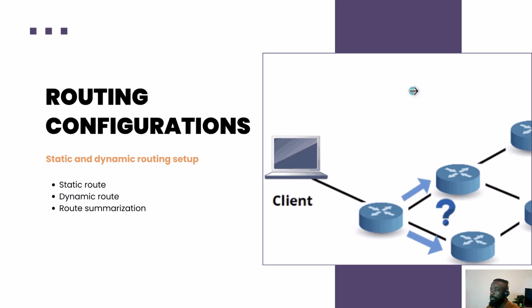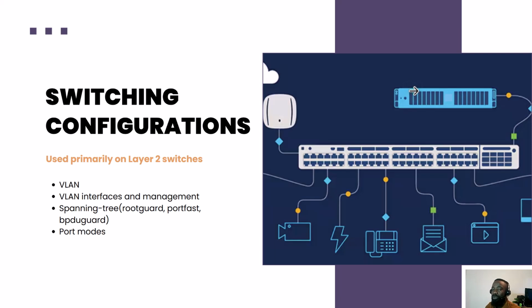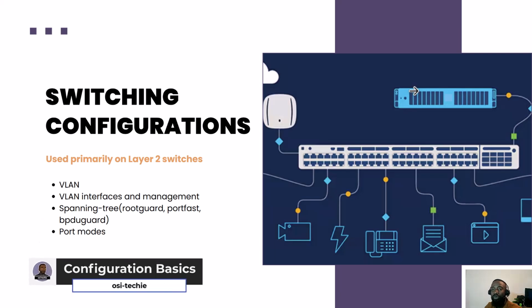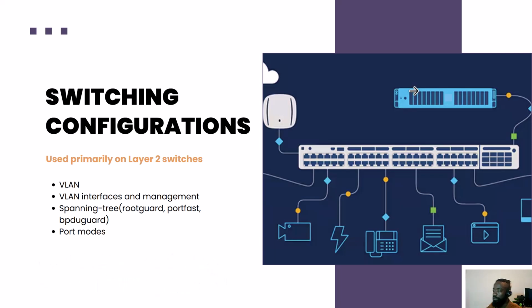Next one is switching as well. So you need to understand VLANs. You need to understand that there are VLAN interfaces, and that these VLAN interfaces can function as management interfaces as well. Another one is spanning tree. You need to understand the concepts of root guard, PortFast, BPDU guard, and things like this. That will help you understand what you're configuring within that spanning tree instance. Another one is port modes. We've already defined port modes when we talked about trunk links and access links.